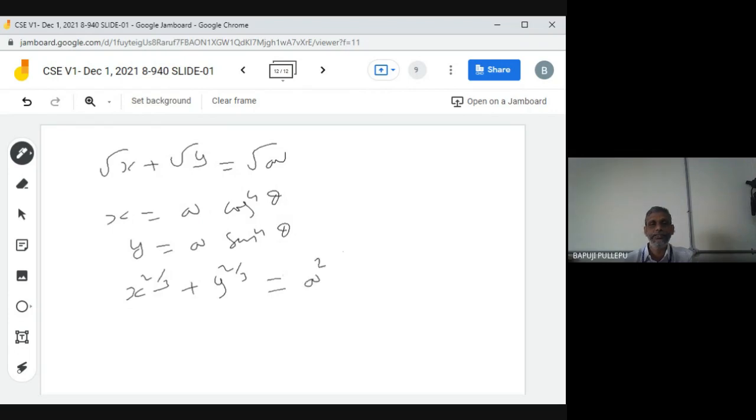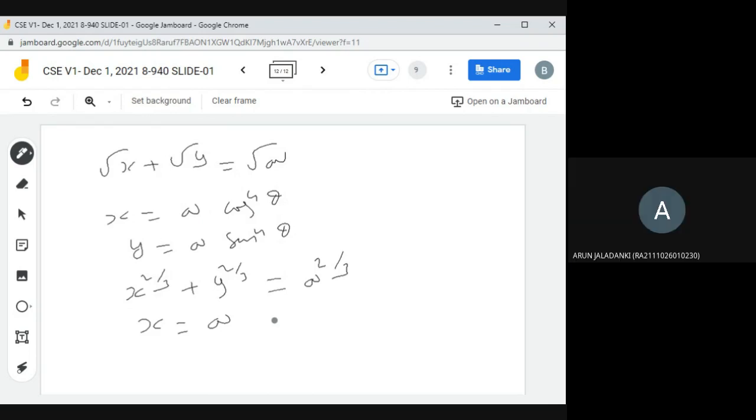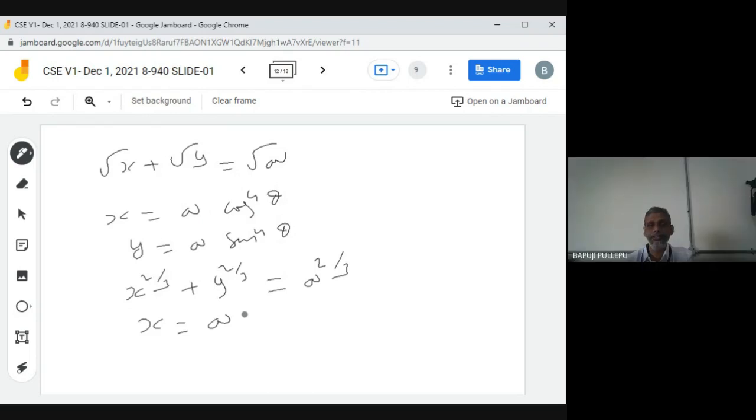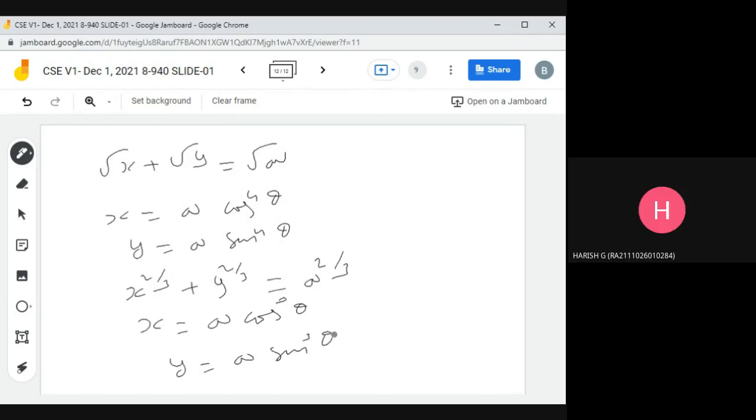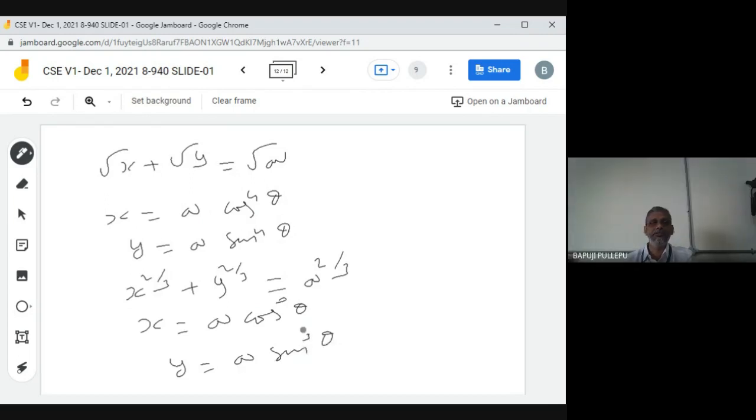This is also easy. X is equal to what? A into who will come? Cos cube theta. Very good. And that's it, now you become master. Y is equal to also A sin cube theta. So like this, whatever may be, remember. Shall I remove this again? We go to the problem actually.